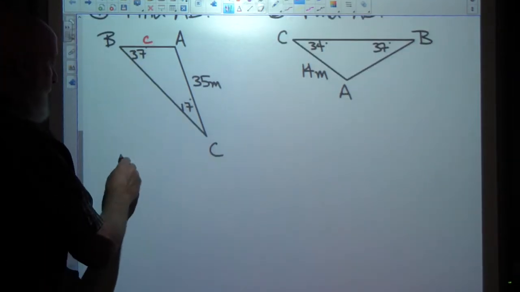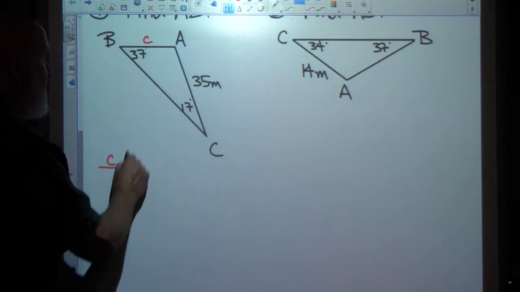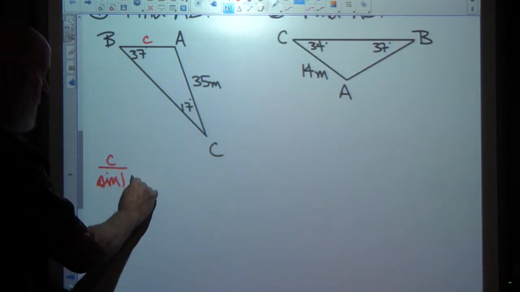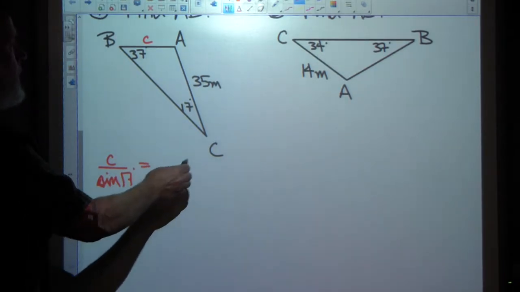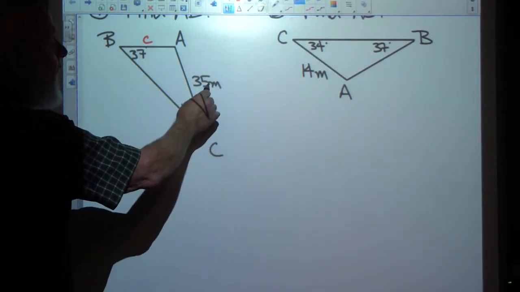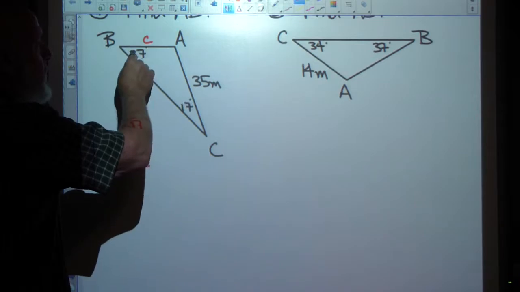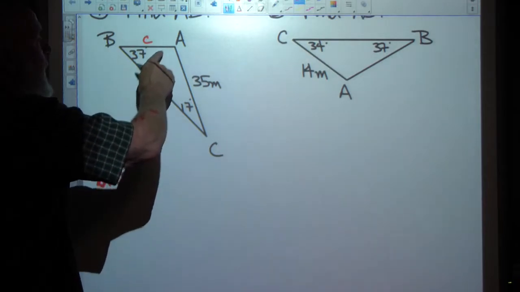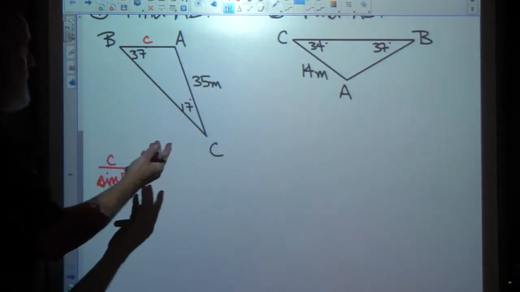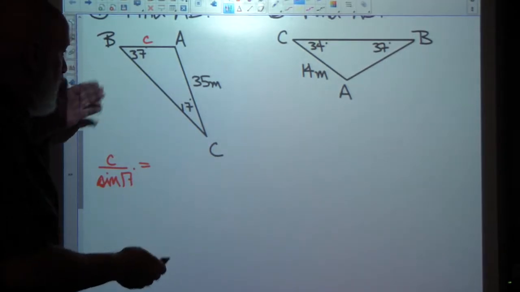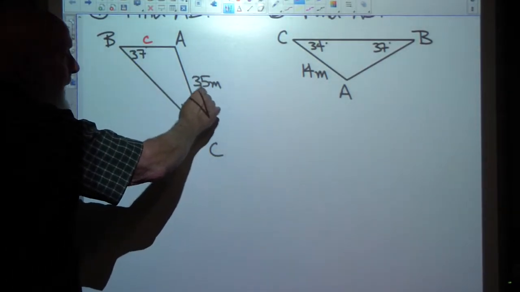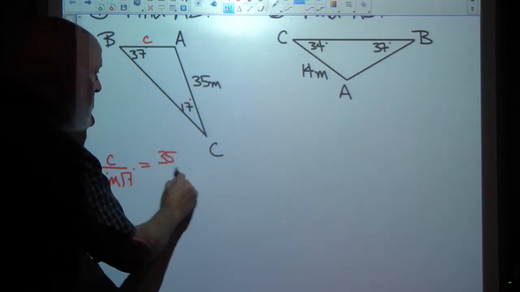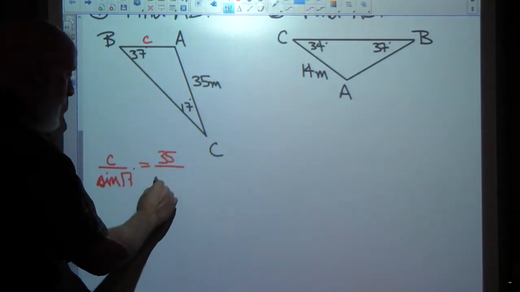So I'm going to say that C over the sine of 17 degrees as, what else do I know here? Well, I know 35 over the sine of 37. These are 2 that I know that would give me a proportion with only one unknown. If I use A over the sine of A, then I wouldn't know either one of these. So I don't want to use that one, I want to use this one. This is side B, it's opposite angle B, so 35 over the sine of B, which is the sine of 37.